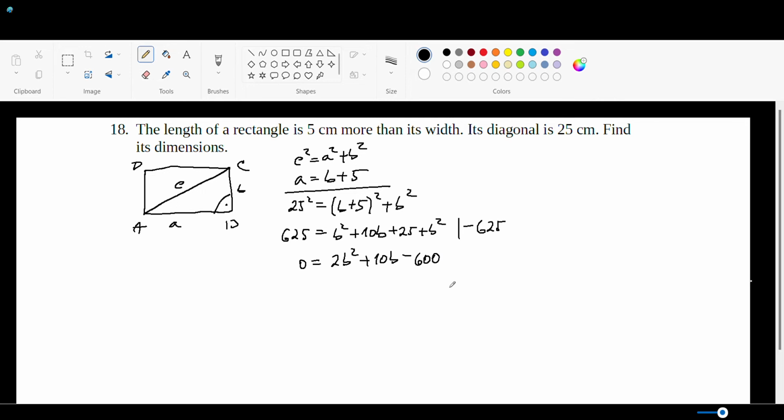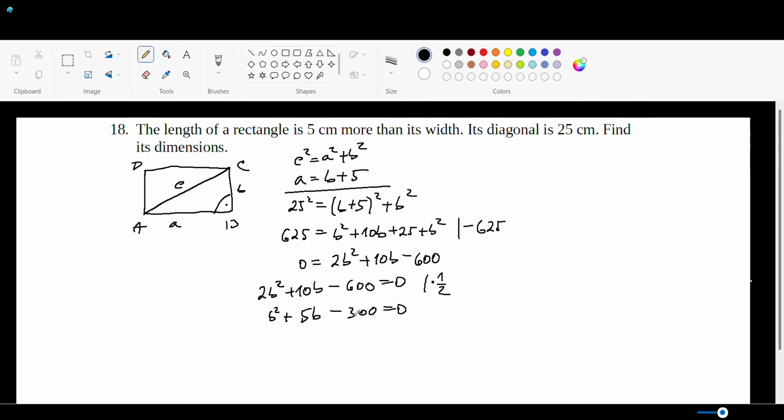I was trying to be very quick. I like to rewrite my equation so that I have the quadratic expression on the left side of the equation. So 2b squared plus 10b take away 600 equals 0. If you have a look at this equation, it can be simplified. How? Yes, there is a common factor 2, so we multiply our equation by 1 over 2, and it will be simpler, which means b squared plus 5b take away 300 equals 0.